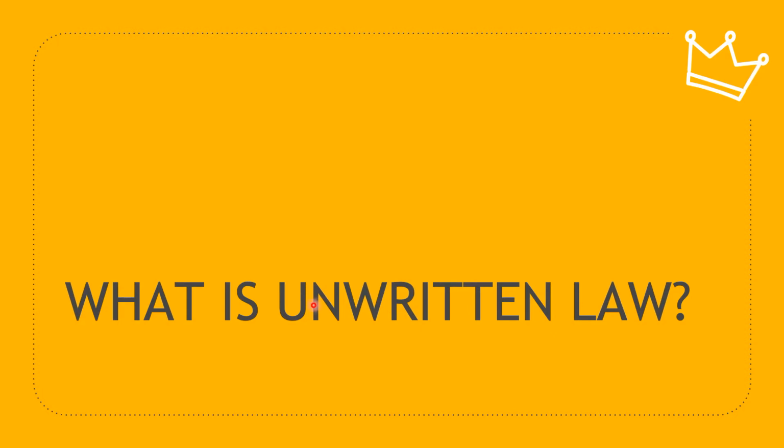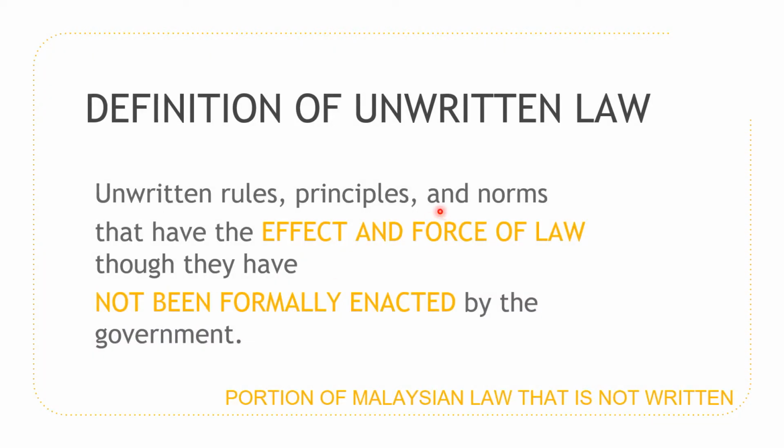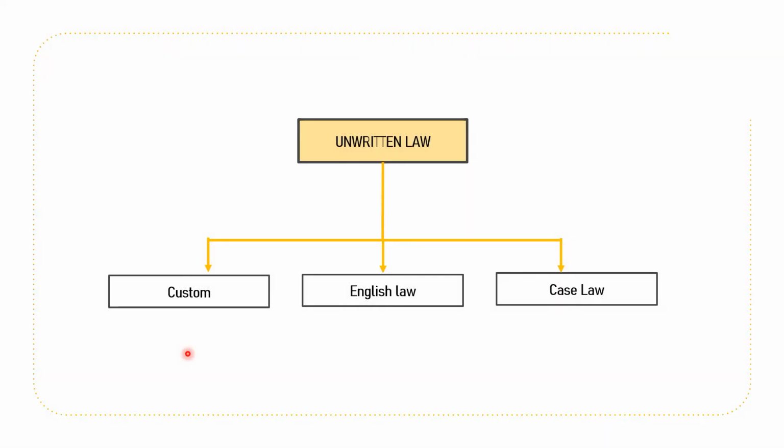The word unwritten law is defined by various authors. However, it can be simplified as unwritten rules, principles and norms that have the effect and force of law, though they have not been formally enacted by the government. There are three sources of unwritten law: English law, custom, and case law.